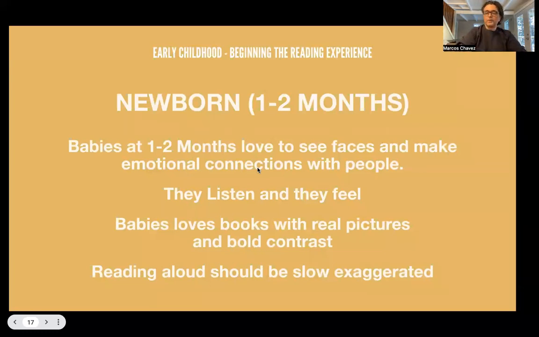And then the newborn, the 1 to 2 months, the older newborn. Babies at 1 to 2 months love to see faces and make emotional connections with people. So they begin to understand what's going on with the face and how the communication happens there and how relationship begins. They listen and they feel. So in the earlier ages, it's going to be about instigating some kind of vocal interaction through your book. And babies love books with real pictures and bold contrast. Everyone's heard this idea of black and white stripes or bold graphics in a young book being important for kids at 1 to 2 months of age. And then reading aloud should be slow and exaggerated.